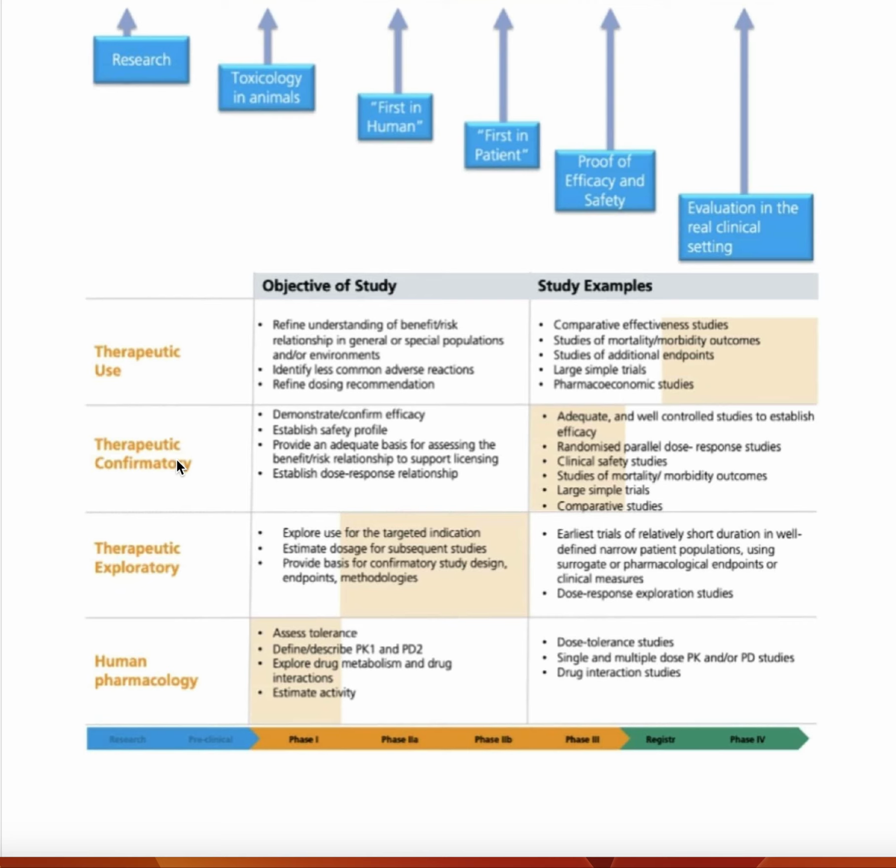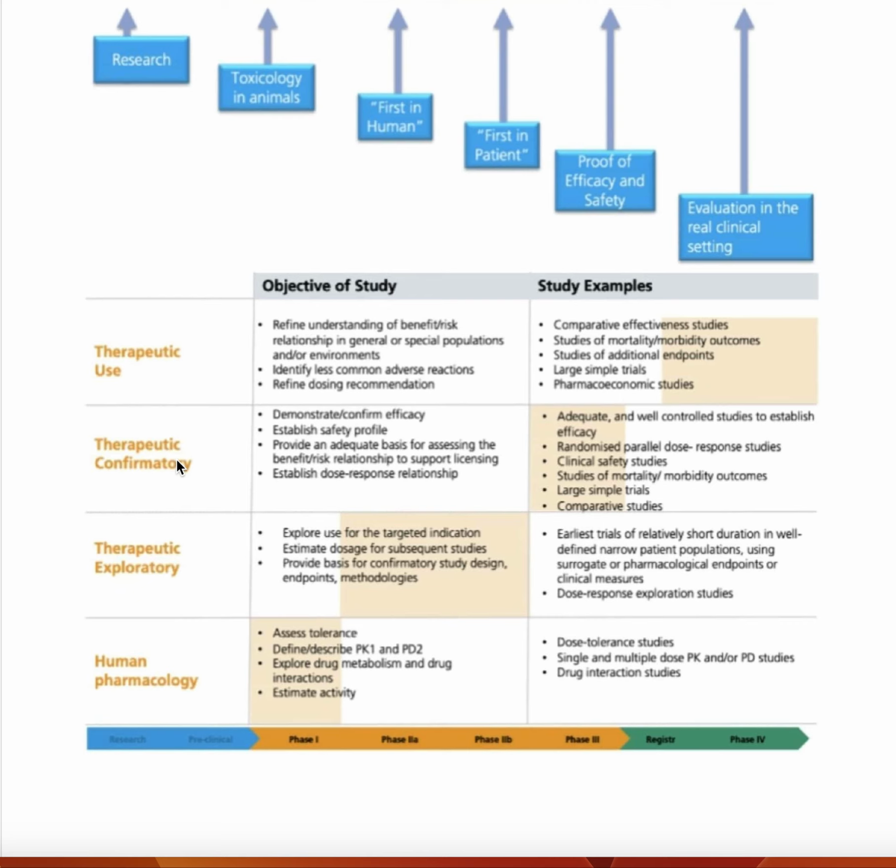And then the therapeutic use, that we do to the real population. The objective is a defined understanding of the benefit and the risk relationship, but it happens in a general or a special population and environment. Identify the less common adverse reactions, refine dosing recommendations, because when you're making it available to the public, maybe you will discover, because the people are not similar to each other and there are many differences between them, maybe we discover some side effects or some effect or something like that.